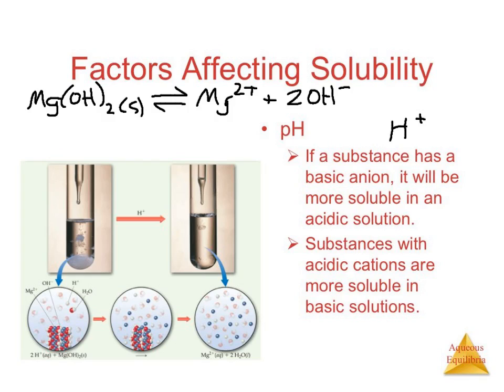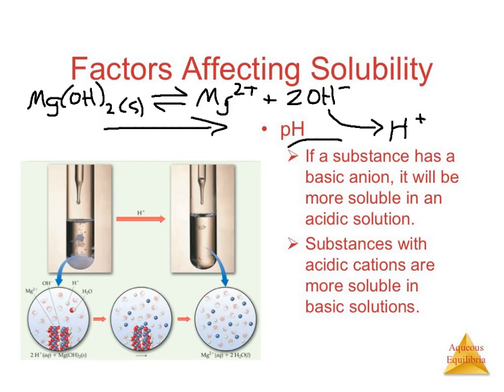Well, the H+ is going to react with the OH-. So the OH- is essentially going to be taken out of the solution, and it's going to form just water. If you're taking away a product, based on Le Chatelier, that's going to shift the equilibrium to the right, towards the product side, which means that the Mg(OH)2 is more soluble. So you put something that has a basic anion into an acid, and this is going to happen. It's going to increase the solubility.